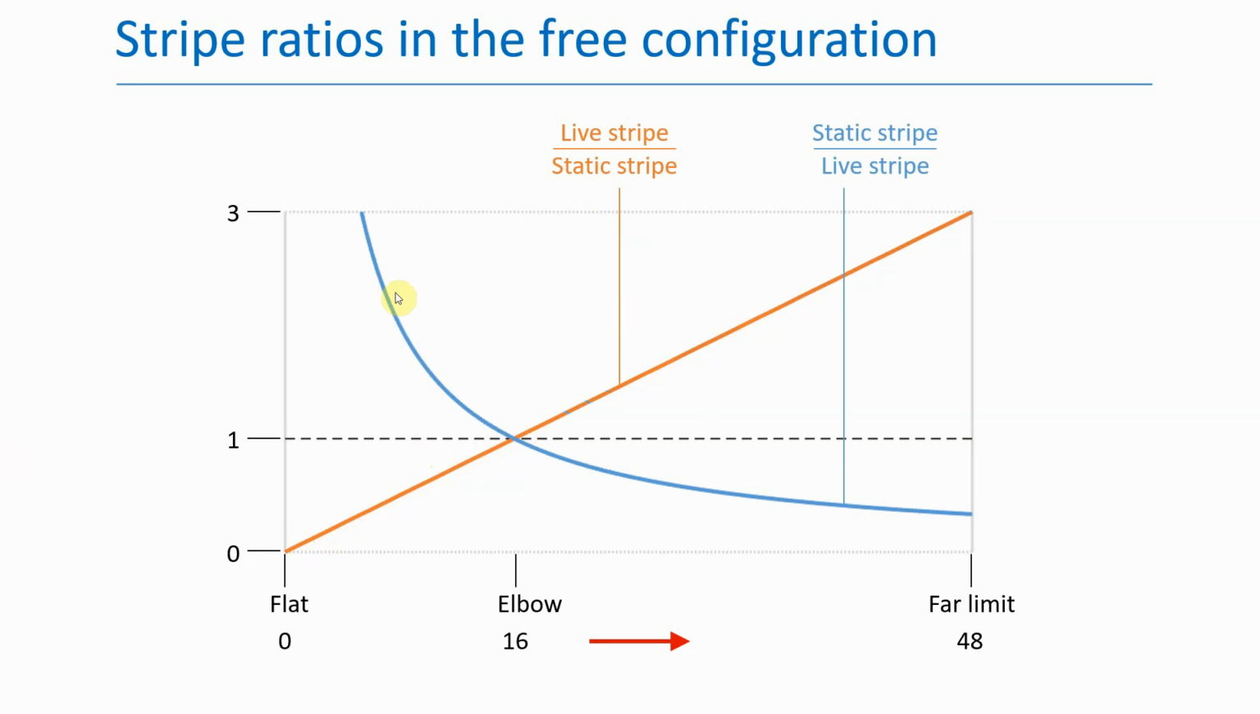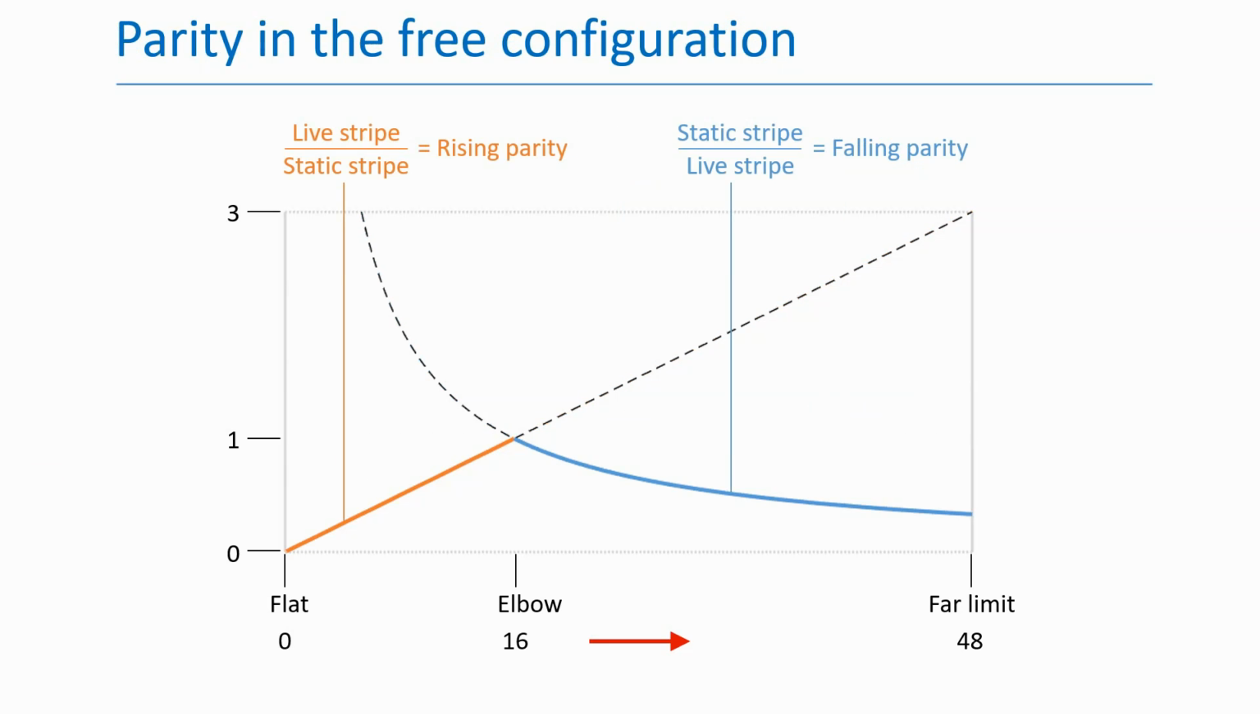The second function is the static divided by the live. Apart from a scale factor, it's the function 1/z. These two curves are reciprocals of one another, so they always multiply to 1 in any plane. The parity is a piecewise function formed from these two. The rising parity is the live divided by the static, and the falling parity is the static divided by the live.